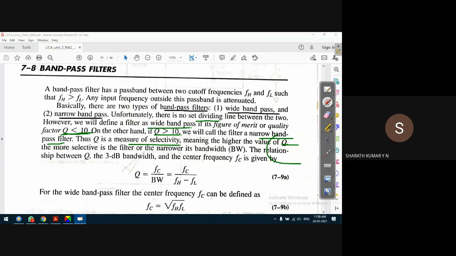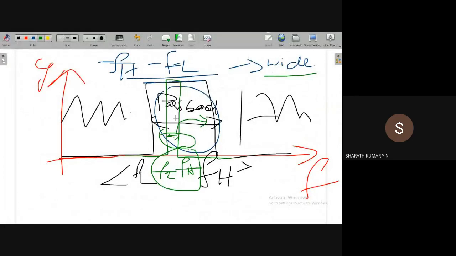The meaning of higher Q is that we want only a particular frequency to be allowed. Let's say I want to allow only the frequency 2 kilohertz. The signal with the frequency 2 kilohertz is passed. Anything less than 2 kilohertz or greater than 2 kilohertz is blocked. That is with the highest Q, the measure of selectivity.